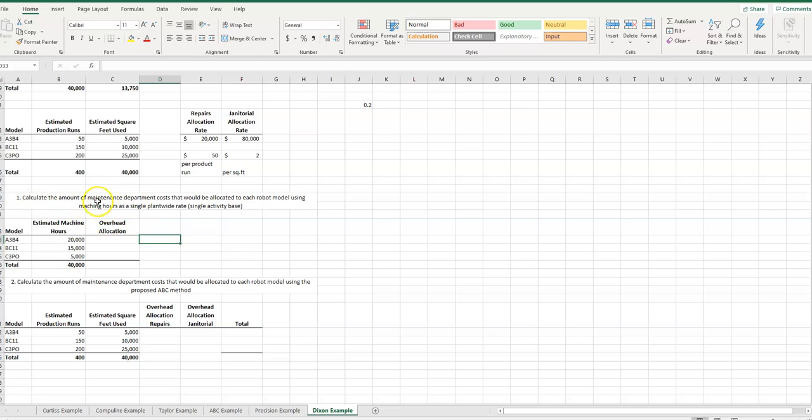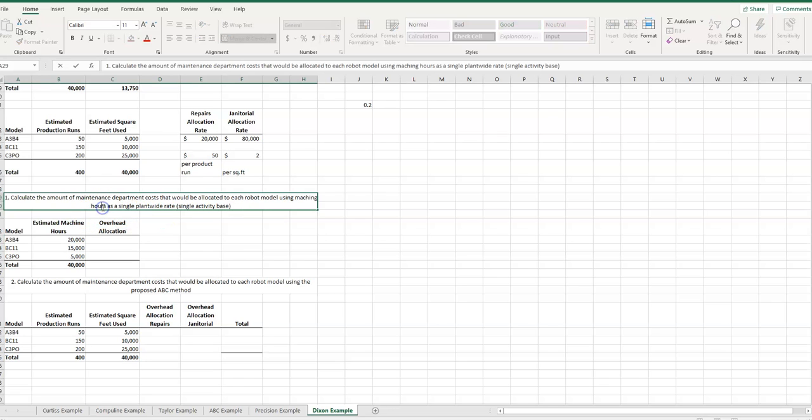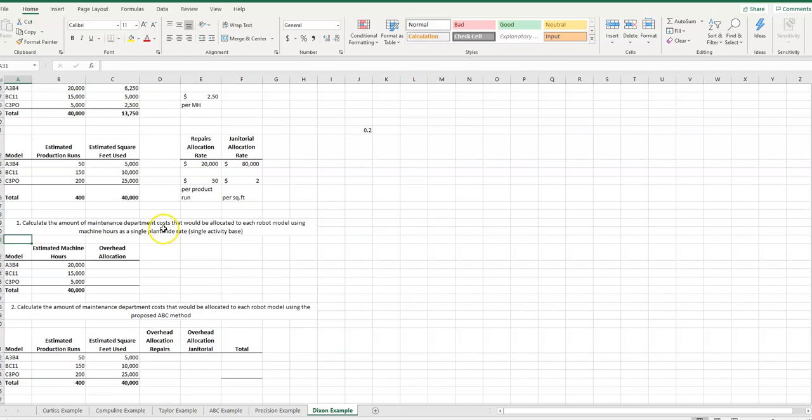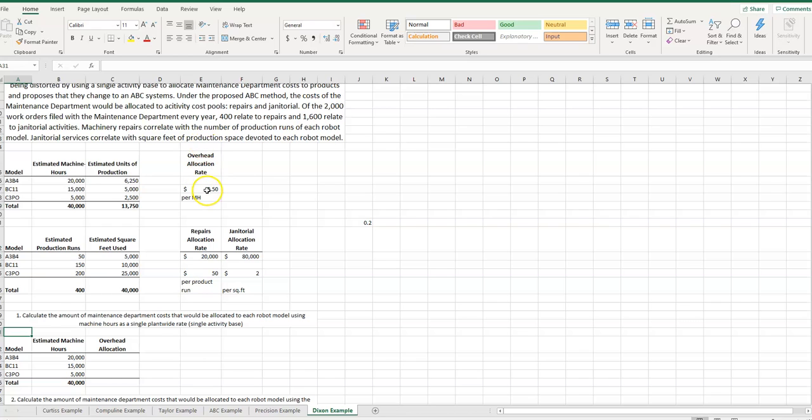The first thing that we're going to do then with our overhead allocations is we're going to calculate the amount of maintenance department costs that get allocated to each robot model using machine hours and our single overhead rate. So our single overhead rate was $2.50 per machine hour. So we take our overhead rate, and if I lock this cell, I can copy my formula. Our overhead rate times the number of machine hours.